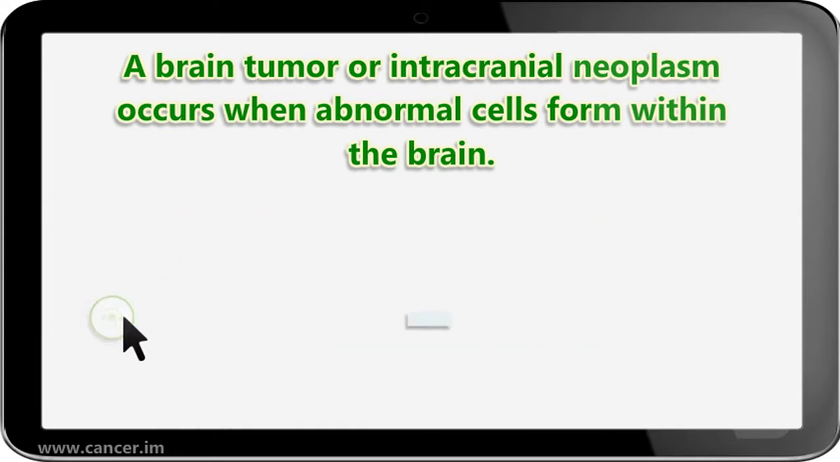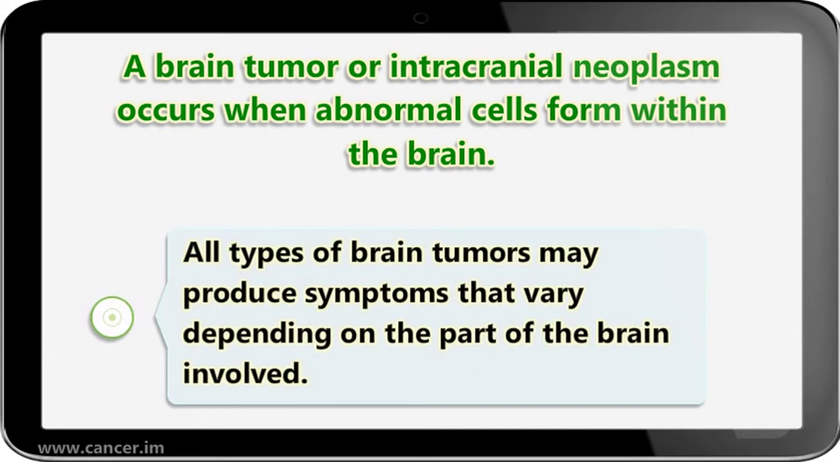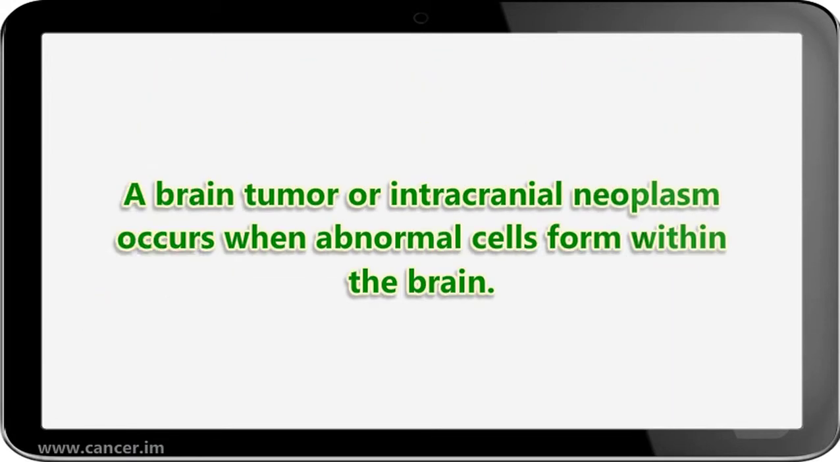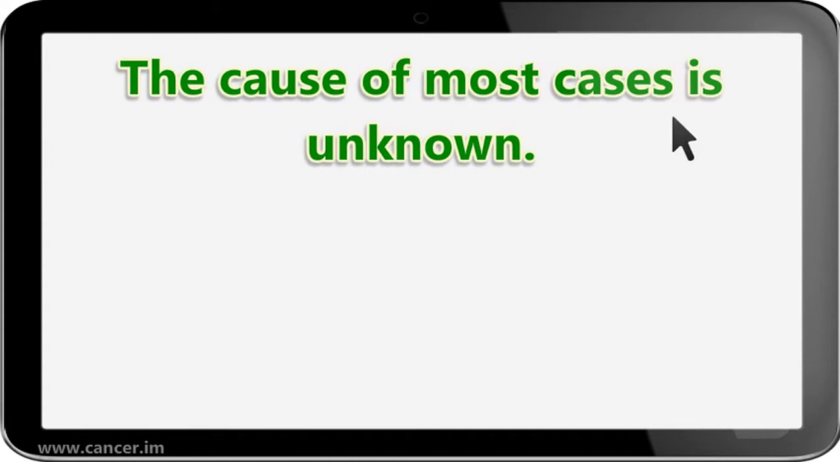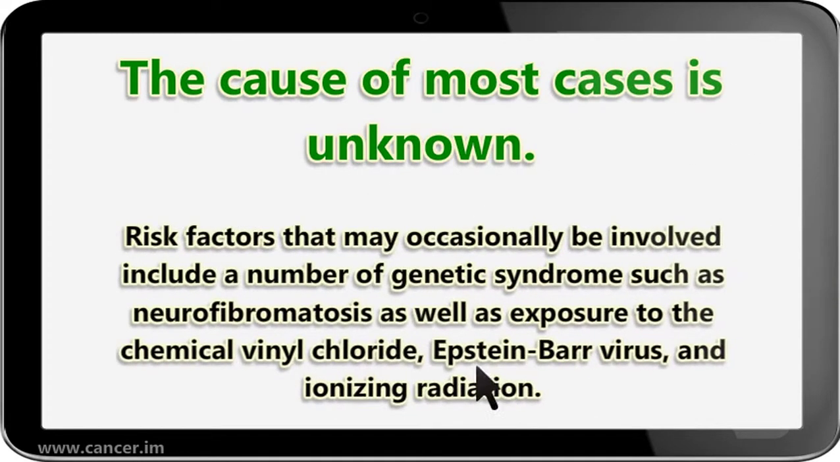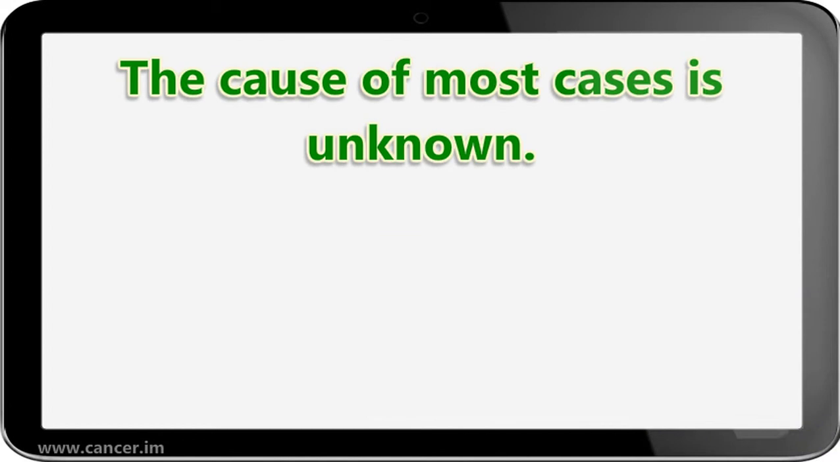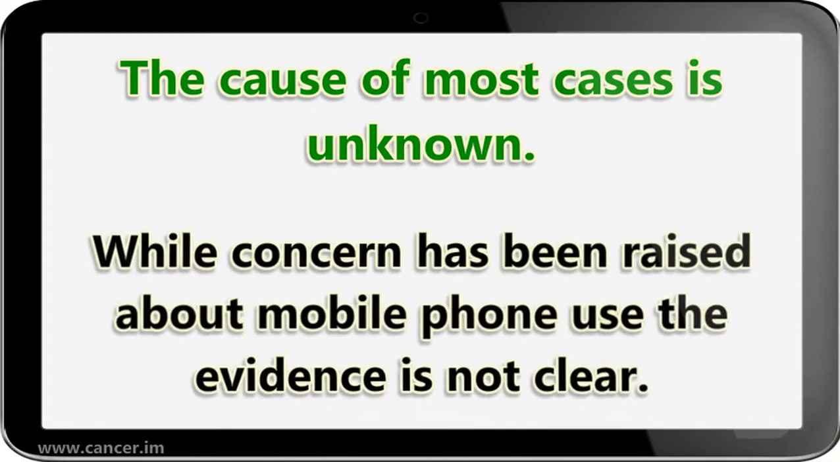All types of brain tumors may produce symptoms that vary depending on the part of the brain involved. The cause of most cases is unknown. Risk factors that may occasionally be involved include a number of genetic syndromes such as neurofibromatosis, as well as exposure to the chemical vinyl chloride, Epstein-Barr virus, and ionizing radiation. While concern has been raised about mobile phone use, the evidence is not clear.